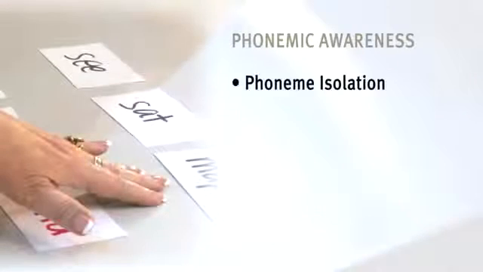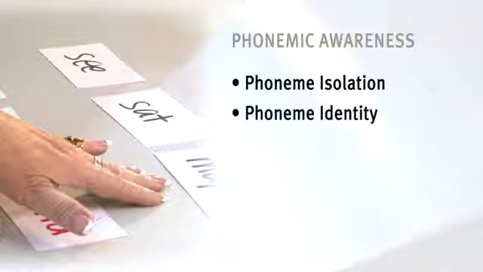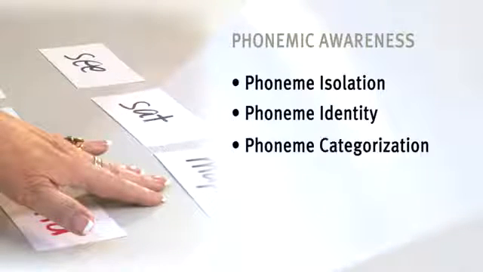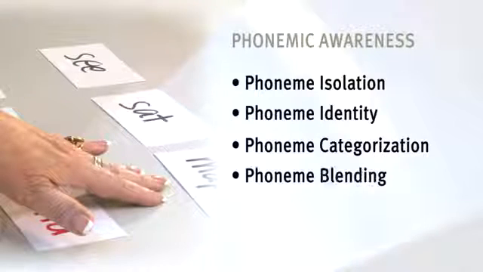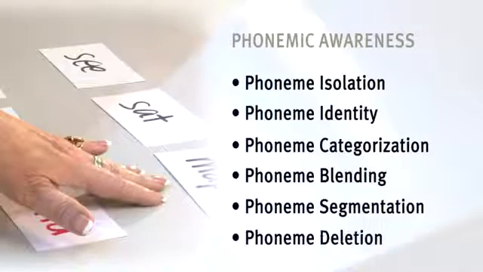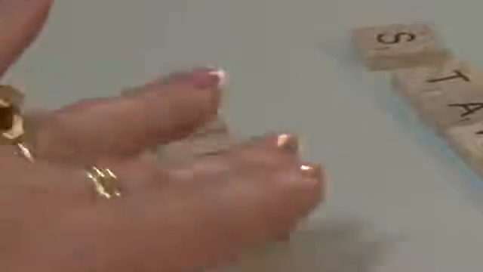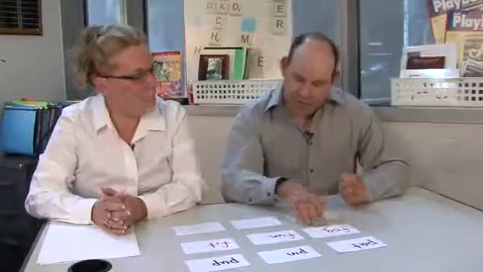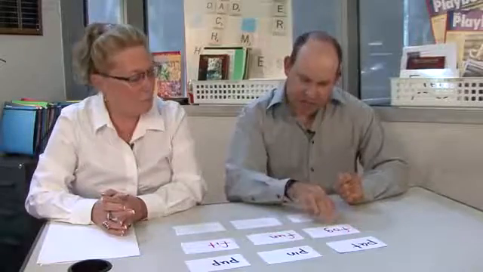The National Reading Panel has identified 6 tasks for phonemic awareness assessment and instruction: phoneme isolation, phoneme identity, phoneme categorization, phoneme blending, phoneme segmentation, phoneme deletion. You can ask your learner to complete these tasks to see if there is a need for you to work on developing phonemic awareness. You can use these same tasks for phonemic awareness practice either with or without letter or word cards.